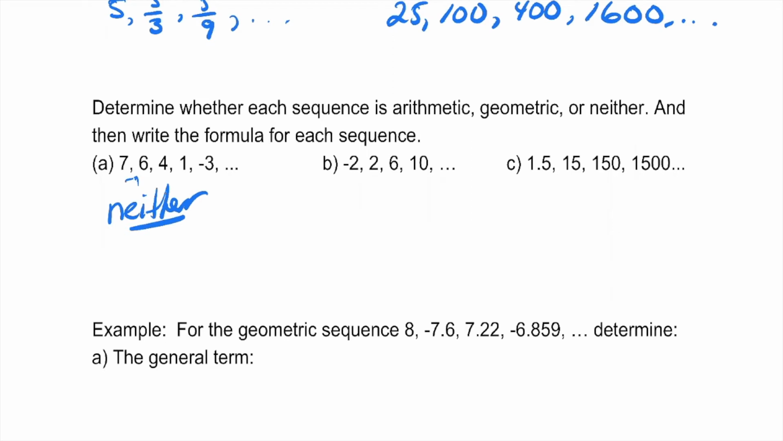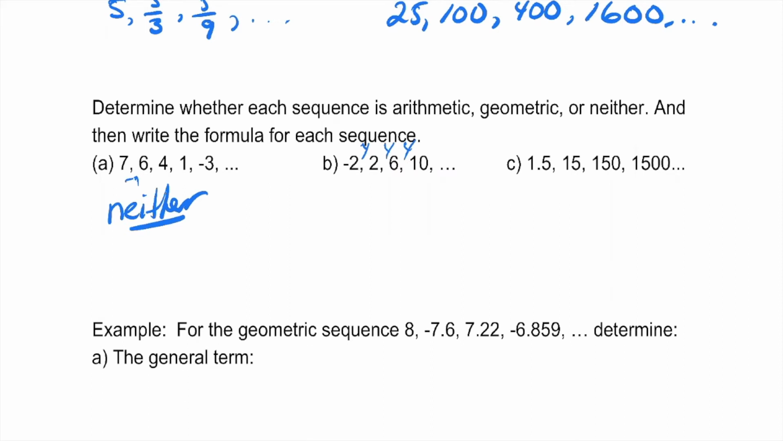The next one, here it goes from negative 2 to 2. That goes up by 4. So 4 to 6 is another common difference of 4. And 6 to 10 is another difference of 4. So here we can assume there's a common difference of 4.